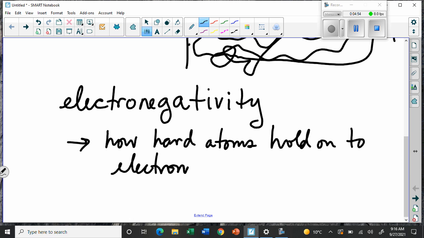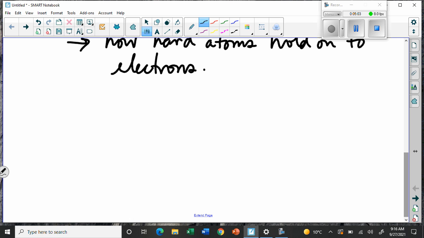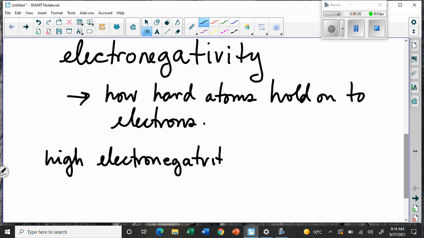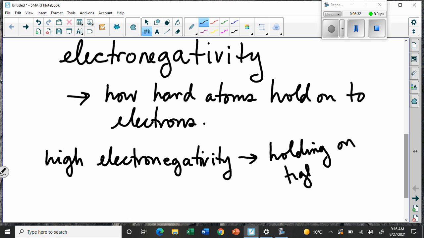right? Or some people describe it as the desire to have electrons. And so if you have high electronegativity, what that means is you will tend to grab electrons like crazy. You are an electron hog. Negativity, that corresponds to holding on tight. Okay? I'll put the word hog over here to remind us.